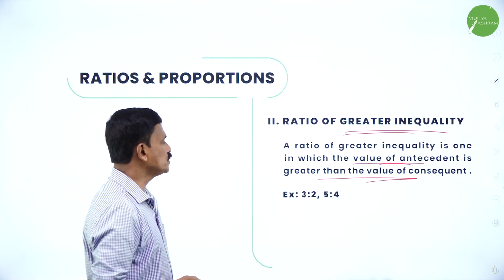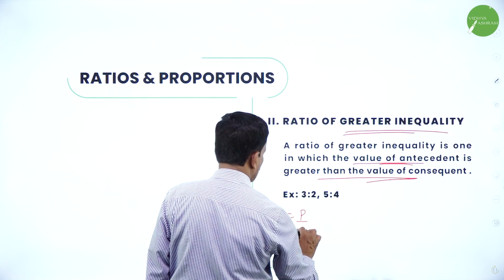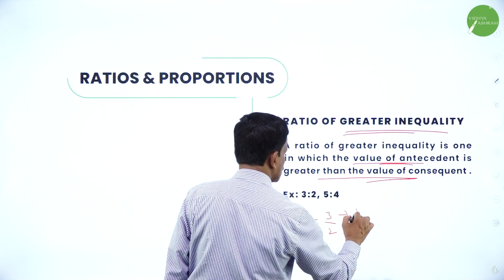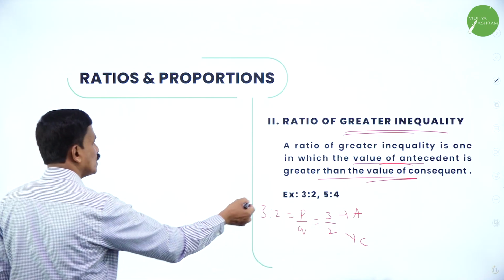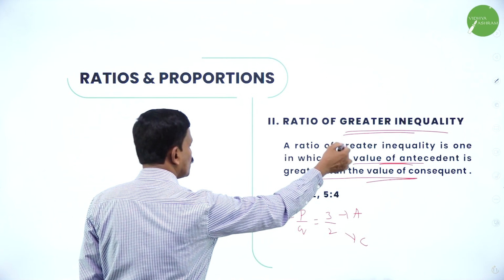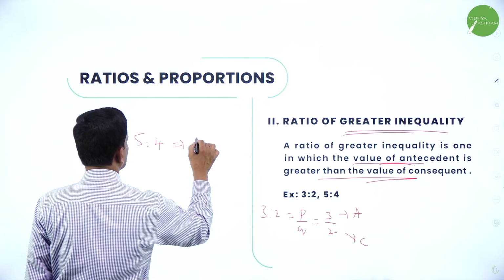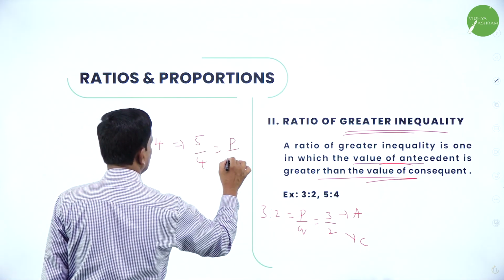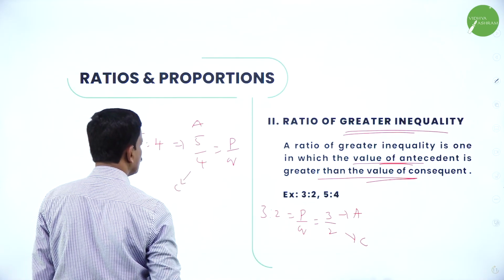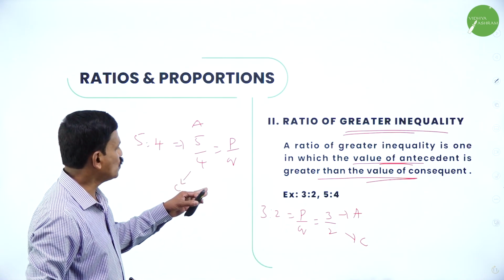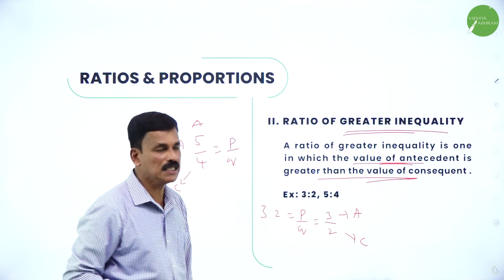For example, 3:2. Here 3:2 means P by Q is equal to 3 by 2. So this is the antecedent and this is the consequent. The antecedent is greater than the consequent. Therefore, this is an example of a ratio of greater inequality. Another one, 5:4. 5:4 can be written as 5 by 4, that is P by Q. The antecedent is 5 and the consequent is 4. So 5 by 4 is an example of a greater inequality.